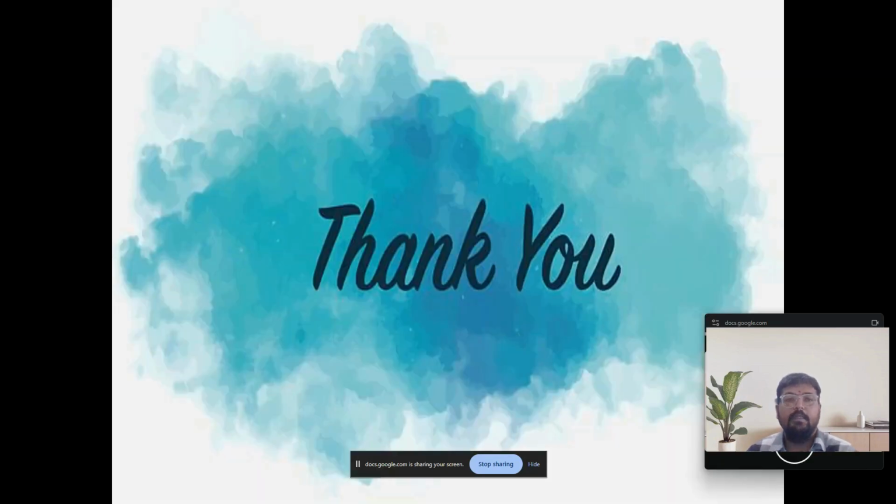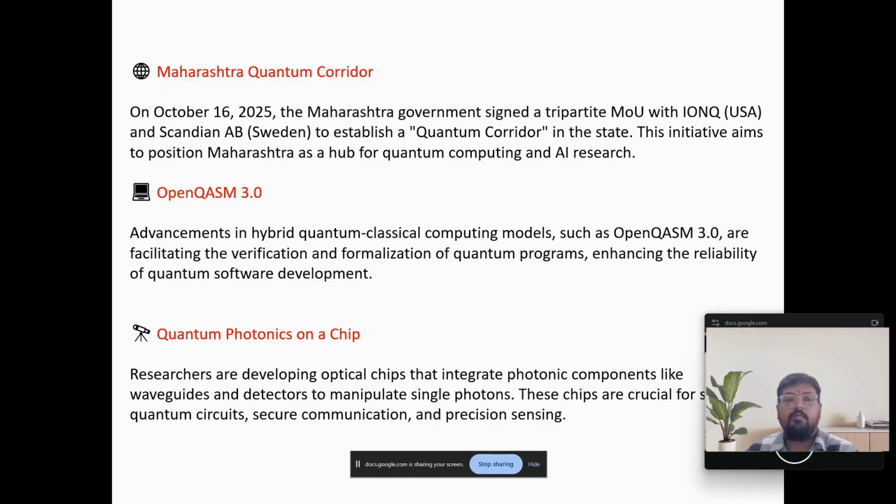Then there is quantum photonics. Researchers are developing optical chips integrated with photonics components like waveguides and detectors to manipulate a single photon. So these are the recent advances happening in quantum computing.